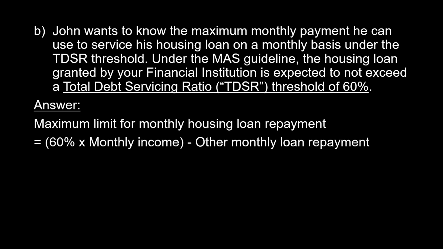This is based on the person's monthly income. So he can take out a certain amount based on his monthly income. He must meet this criteria in order to qualify for the housing loan. This is the maximum amount of money he can use to service his housing loan. So 60% times monthly income minus other monthly loan repayment. If there's any other outstanding liability, the bank will take that into consideration. So substitute figures in.